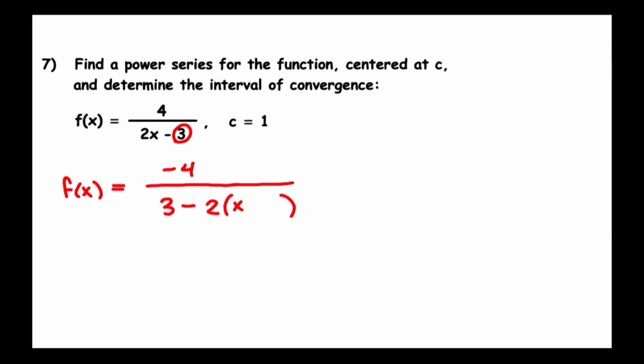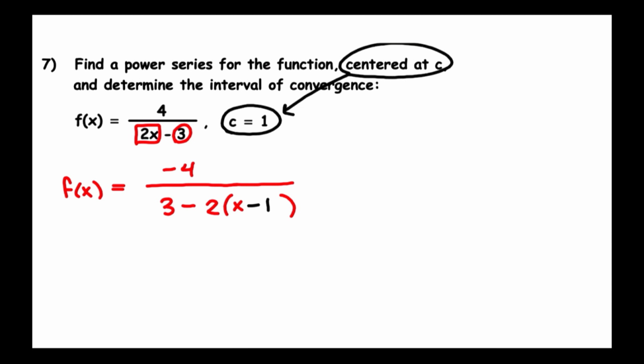This positive 2x became negative 2x, and I put it at the end, along with some future parentheses that right now aren't doing anything. And the minus 3 became a positive 3, and that is now in the beginning of the denominator. All right, so far so good. Here's the big deal. It needs to be centered at 1. I must have an x minus 1 here. It's not negotiable. I have to have that.